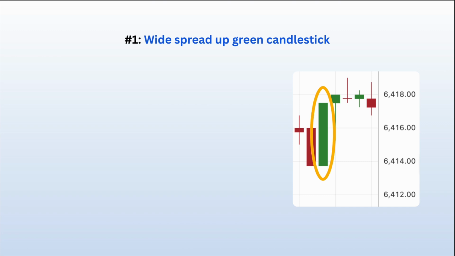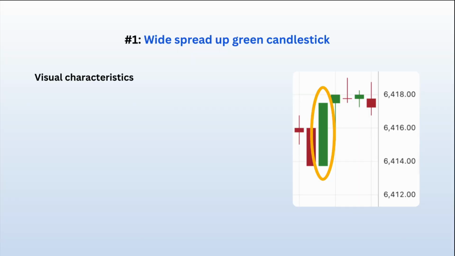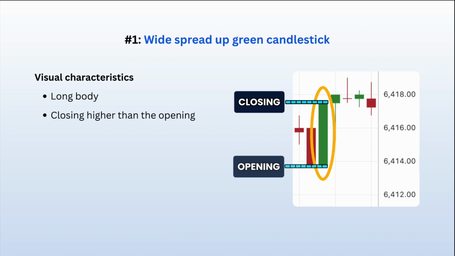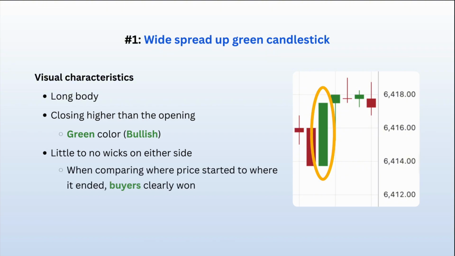The first candlestick on our list is the wide spread up green candlestick. How can we visually recognize this candlestick on our charts? We can recognize it because it has a long body, so the rectangle is wide, it's spread out. We also have an instance where the closing is higher than the opening, and this is what makes the candle of green color. It's a bullish candlestick, and usually it has little to no wicks on either side, and when comparing where the price started to where it ended, the buyers clearly won.